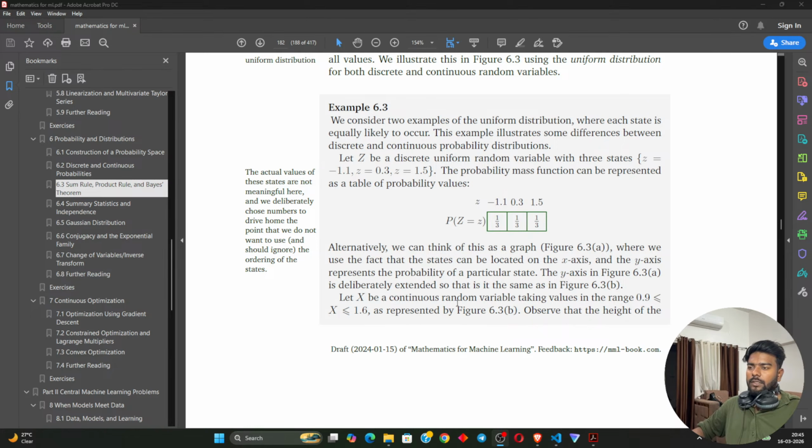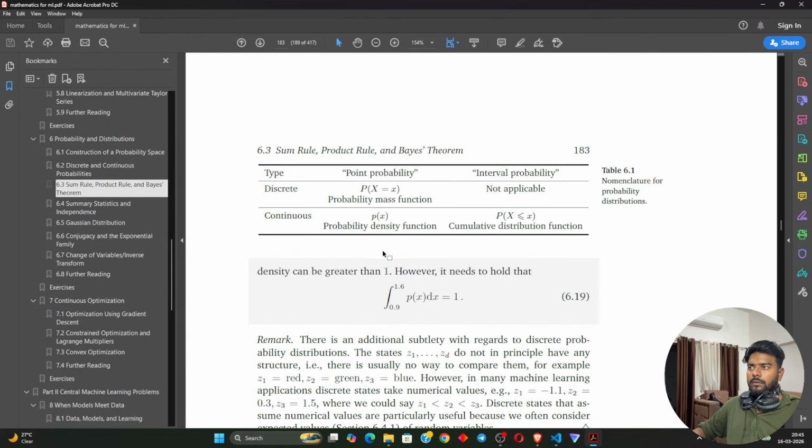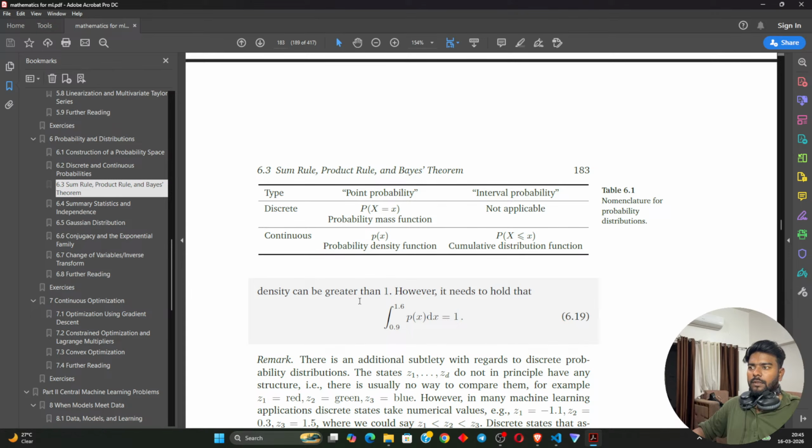Let x be a continuous random variable taking values in the range [0.9, 1.6], as represented by figure 6.3b. Observe that the height of the density can be greater than 1. However, it needs to hold that the integral from 0.9 to 1.6 of p(x) dx equals 1.